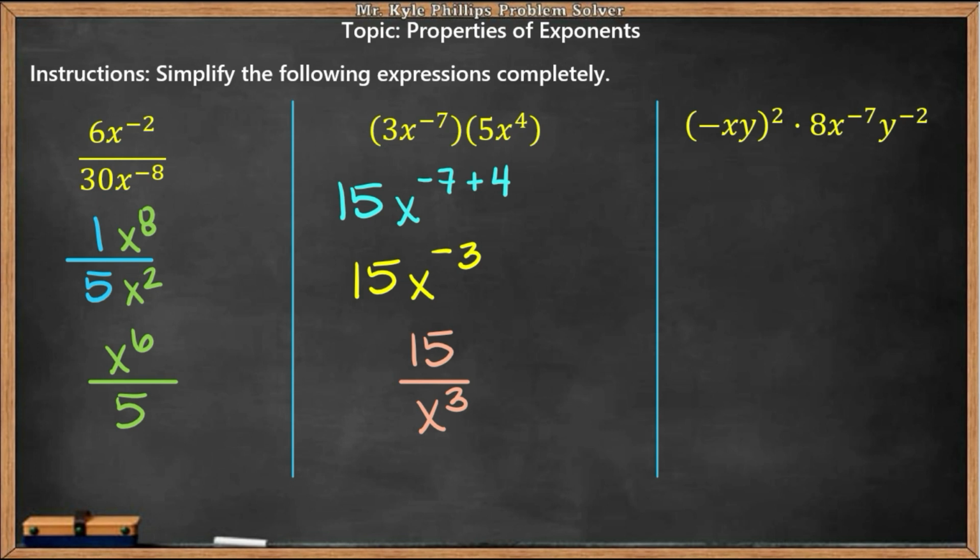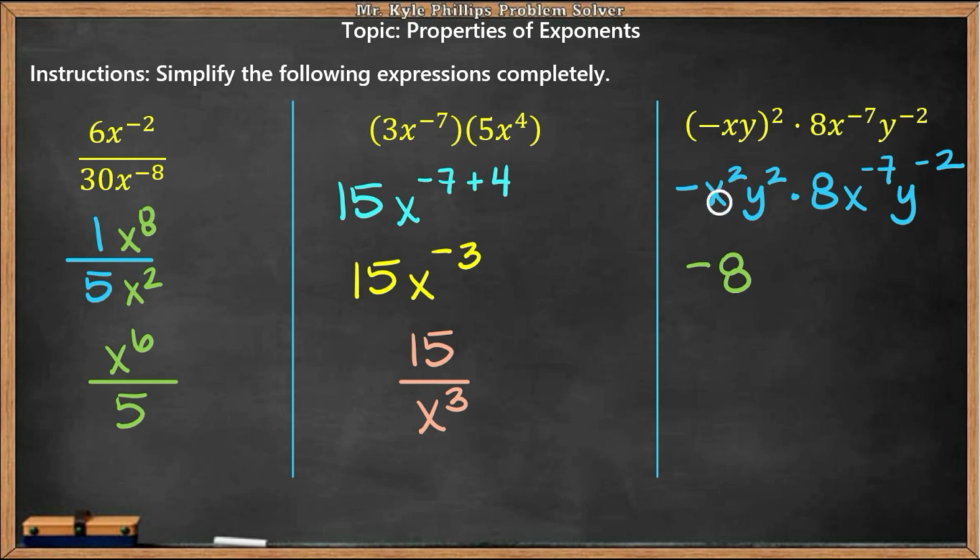Lastly, with this problem, remember this is the power property, so this 2 is going to go to the x and it's going to go to the y. So we have negative x squared y squared times 8x to the negative 7 y to the negative 2. Now, because we're multiplying, this is the product property. So I multiply the coefficients together. So this negative 1 times 8, that's going to give me negative 8.